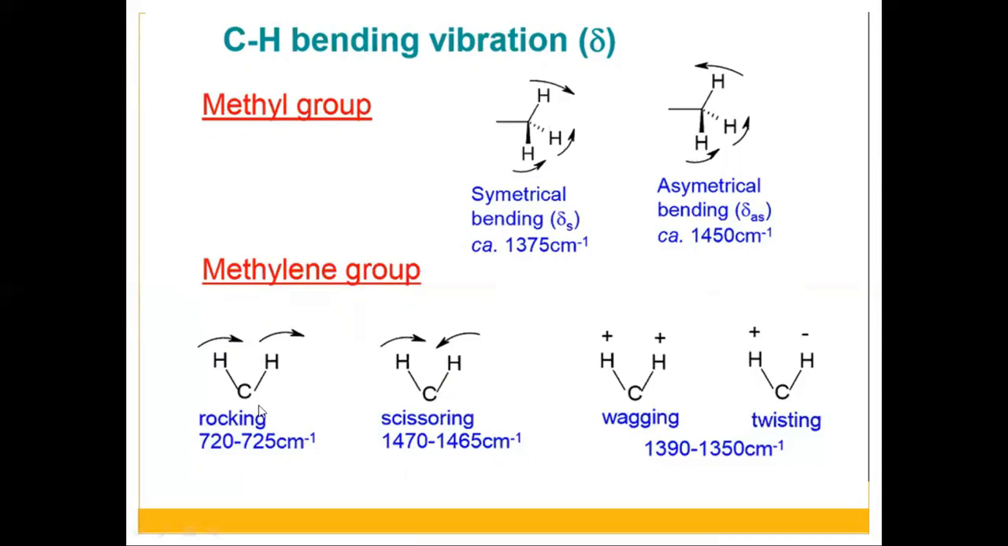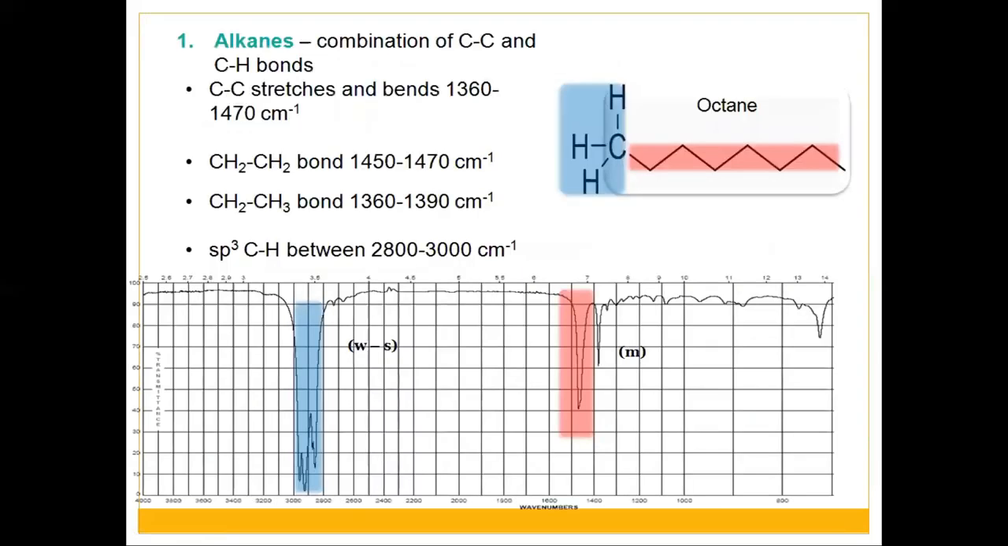In methylene, all four types of bending vibrations will be seen, that is rocking, scissoring, wagging, and twisting. Rocking will be at the lower vibrational frequency, that is 720 to 725 per centimeter, whereas scissoring will be between 1465 to 1470 per centimeter, and wagging and twisting will be observed at 1350 to 1390 per centimeter. So if you observe carefully, this 1375 and this 1470 can be easily detected in any compound if they have methyl and methylene groups, which can confirm the presence of CH bending in the compound.